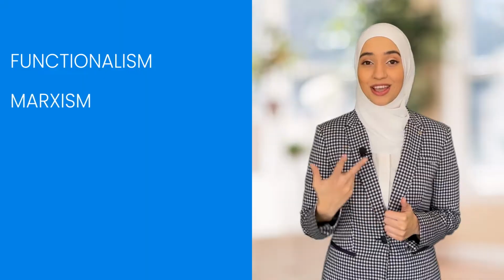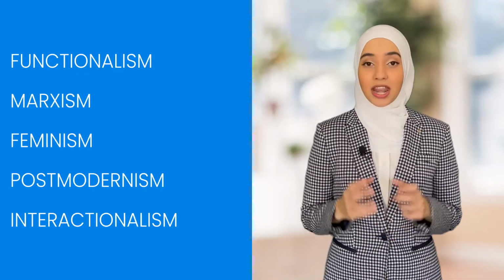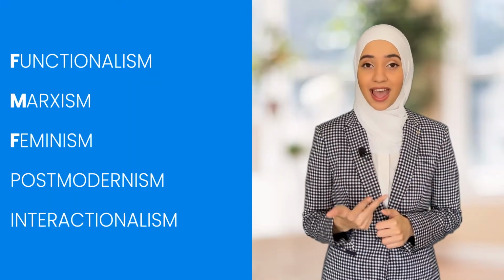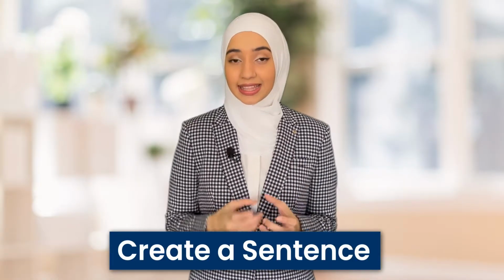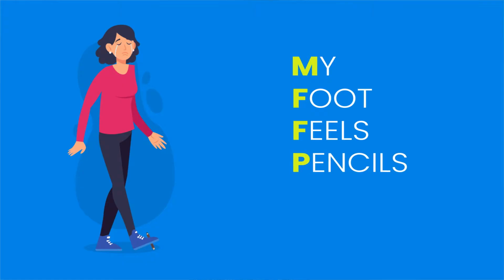So the main perspectives in sociology are functionalists, Marxists, feminists, postmodernists, and interactionalists. Now that gives us 5 different letters: M, F, P, and I. Now we're going to create a sentence where each word starts with each of these letters. An example sentence that we can create is, "My foot feels pencils inside." It sounds silly, right? But that's basically the point. It has to sound silly so that we remember it.